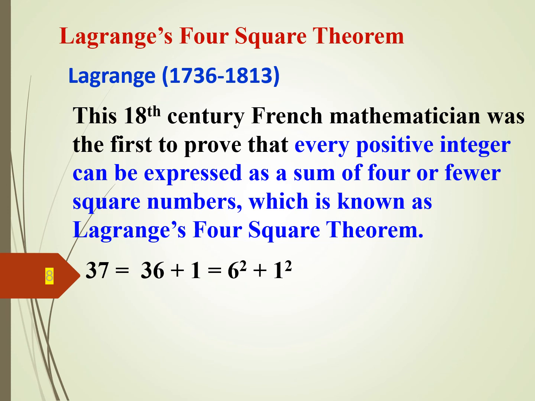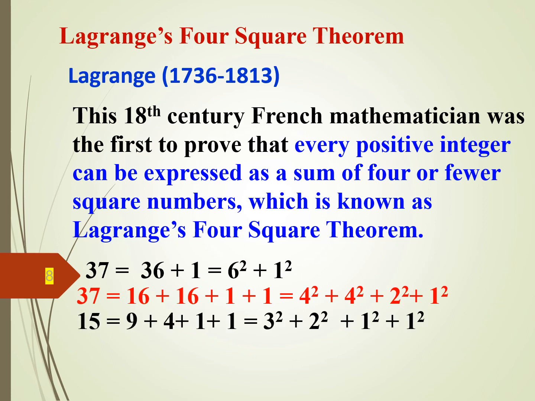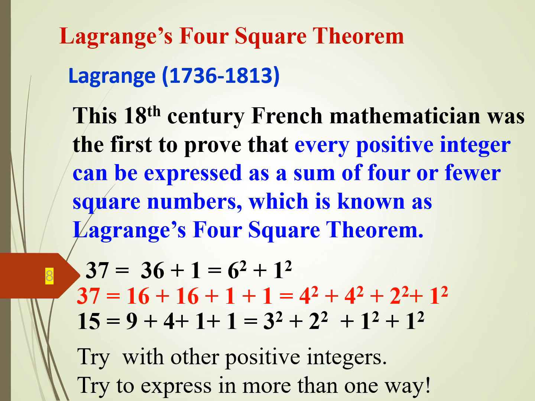Again, after learning square numbers, this is a very good activity to try. But 37 also can be expressed as 16 plus 16 plus 1 plus 1. Remember, it should be expressed as a sum of 4 or fewer square numbers. Ask them to try with many positive integers and ask them to try to express them in more than one way. So in this Lesson 3, we have introduced 3 mathematicians.